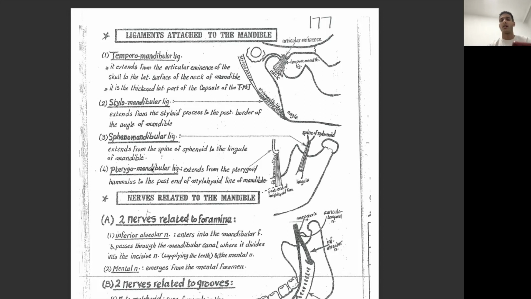One thing I have to also mention is that the temporomandibular joint, it is a type of, one second, let me just answer a friend here. Sorry. Yes, it is a type, sorry, just give me a second.